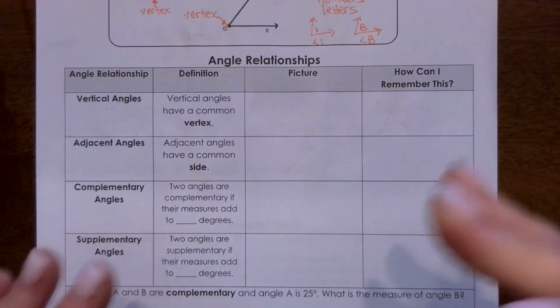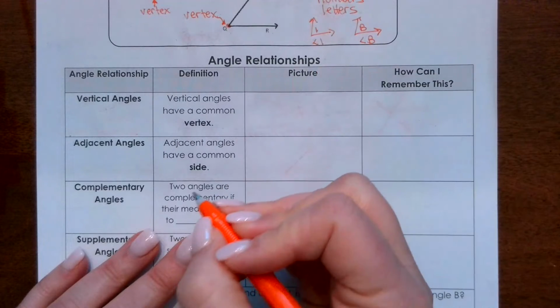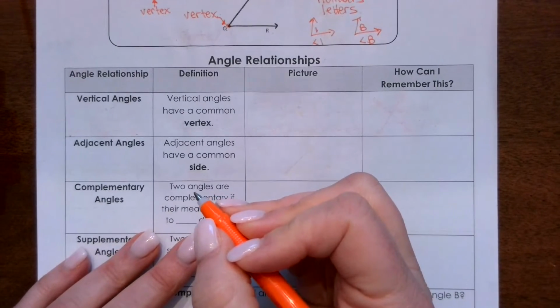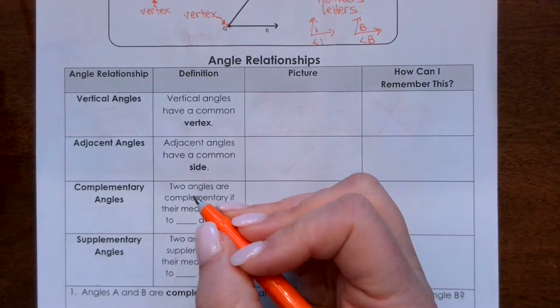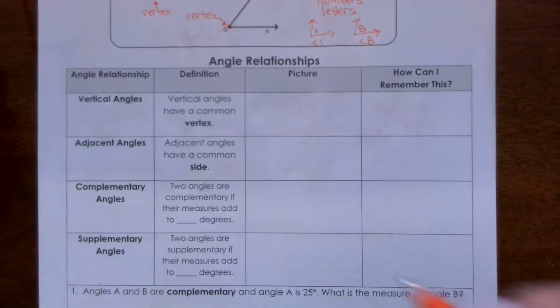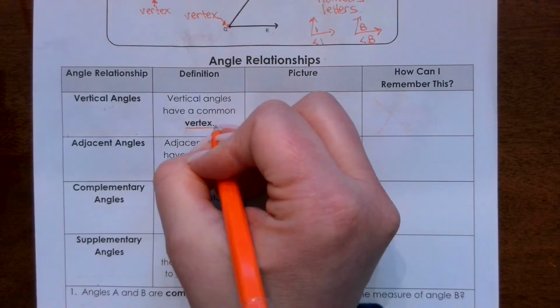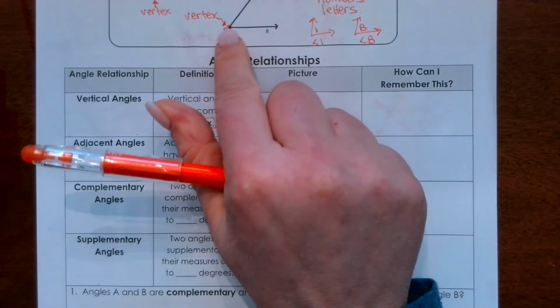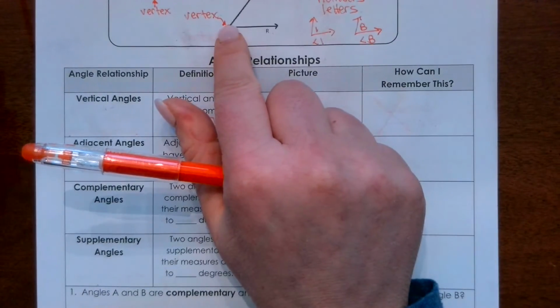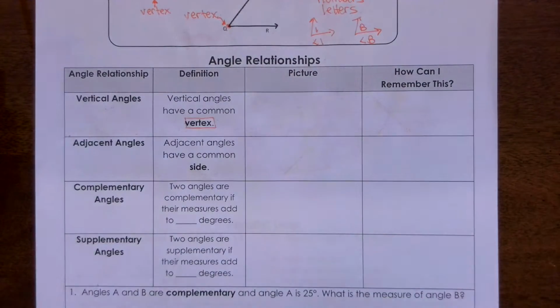Alrighty, so we're going to talk about angle relationships, and since we've got relationships, we're going to assume we have more than one angle. Our first type of relationship is going to be vertical angles. And vertical angles are special because they have a common vertex. So remember, that vertex is the point where the two rays meet. It's the endpoint of an angle.